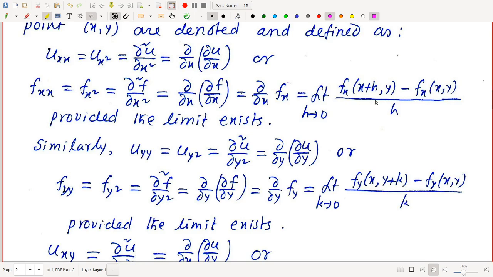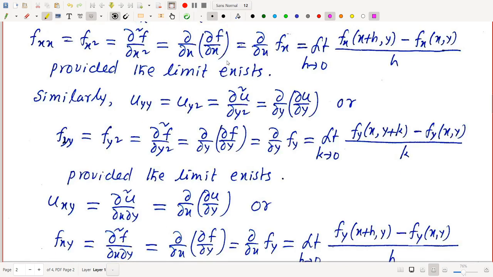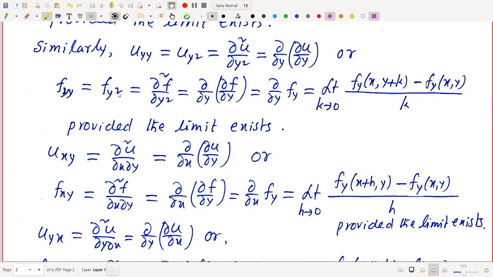So this is the limit form definition of del square f by del x square, that is del x of del f by del x. Similarly, u suffix yy or u suffix y square or del square u by del y square is actually del y of del u by del y. This is the second order derivative of f, or u equal to f(x, y), with respect to y. Or in another symbol we write it f suffix yy, or del square f by del y square, meaning del y of del f by del y. So it is del y of f suffix y. Del f by del y can be denoted by f suffix y also.